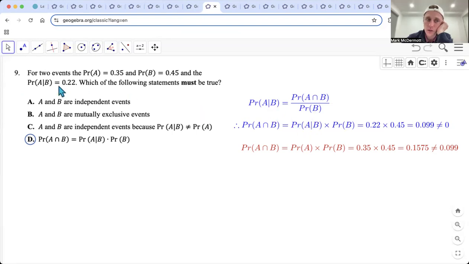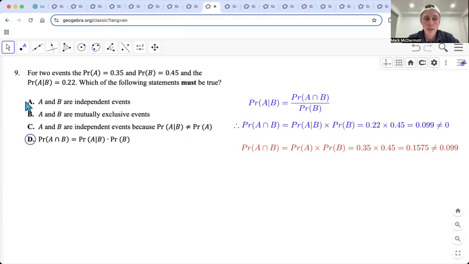Okay, we've been given A given B, which is 0.22, and the probability of B is 0.45. If we multiply them together, we don't get zero. We get 0.099. So it's not equal to zero. So the intersection doesn't equal zero. So they're not mutually exclusive. So B can't be true because the intersection doesn't equal zero.